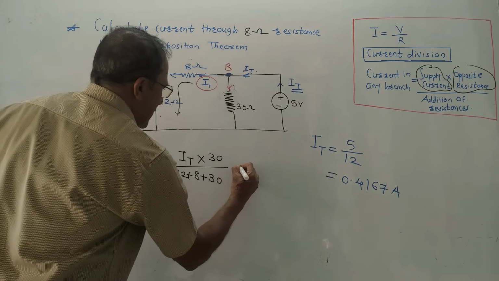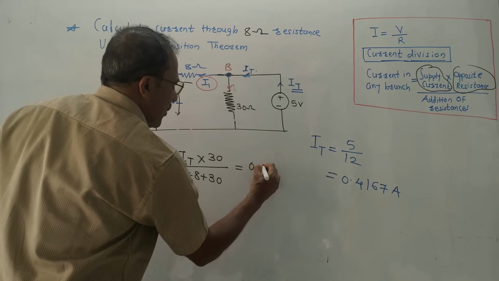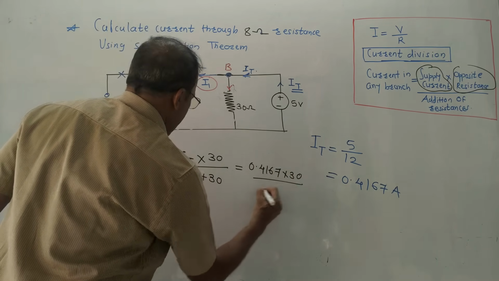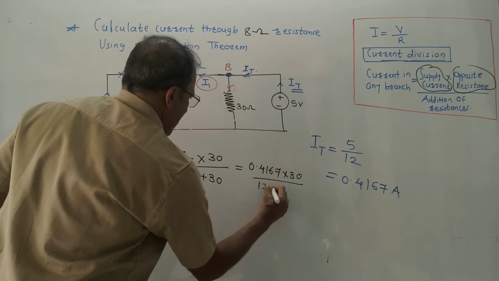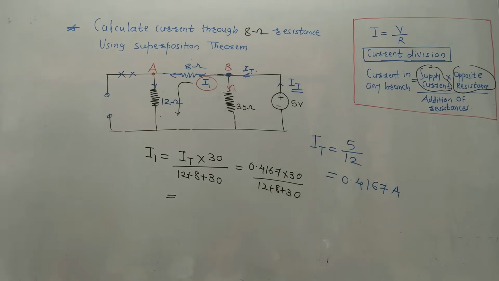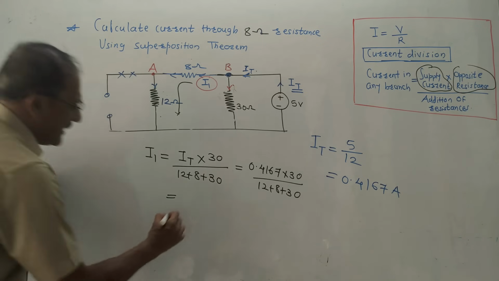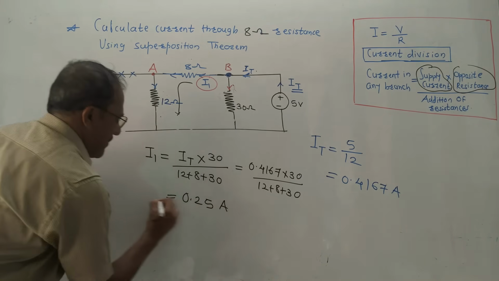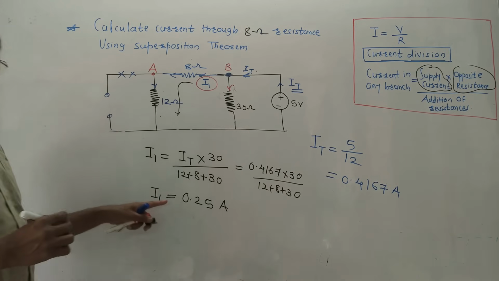Now I will simply put the value of IT, that is 0.4167 into 30 divided by 12 plus 8 plus 30. You need to do this calculation on the calculator. So after completion of this calculation, the answer will be 0.25 ampere. This is the answer of the first step.